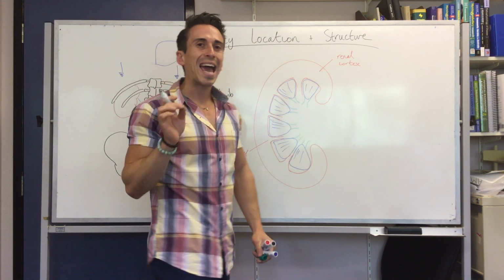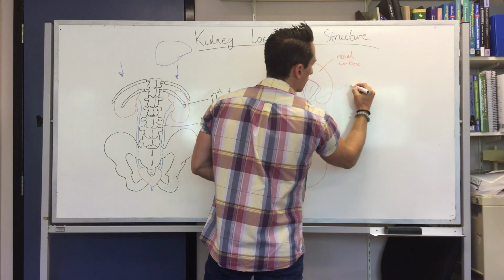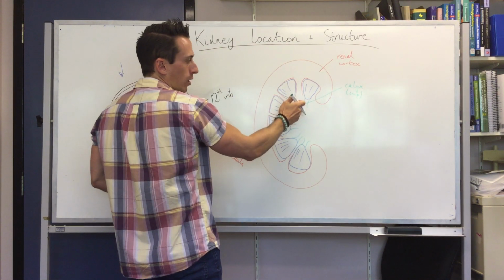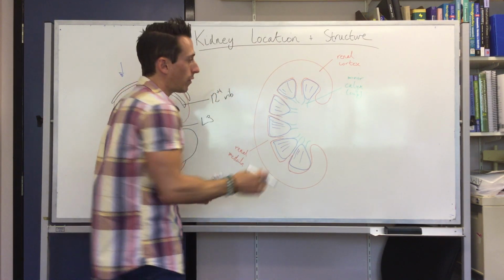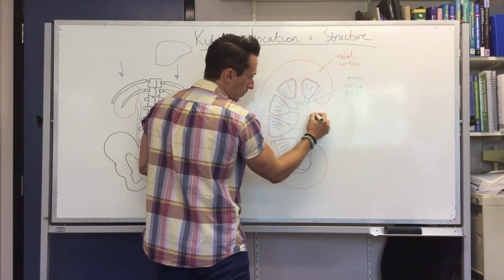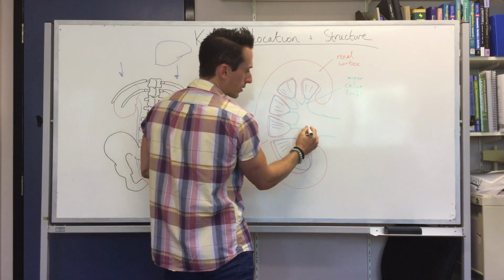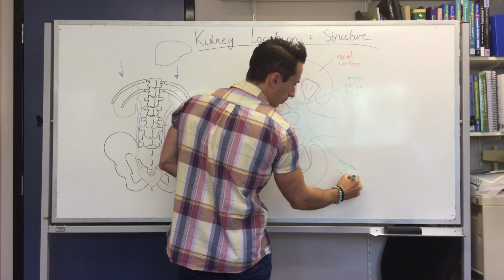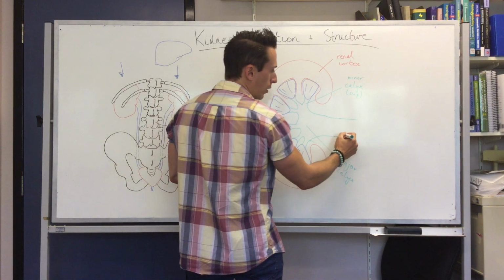And these are called a calyx, or calyces to be plural. I'll write that down. Calyx. And calyx does actually mean cup. Now these smaller calyces are called minor calyces. But what you'll find is that these minor calyces all connect up with each other. And what do these minor calyces form when they connect up with each other? Well, they form a major calyx, a major cup. And this major calyx forms a funnel right here, which is called the renal pelvis.